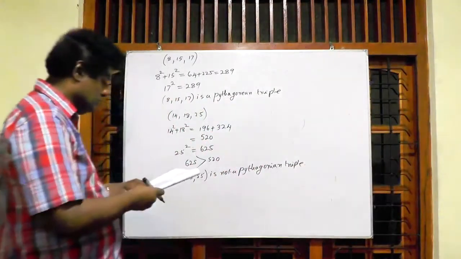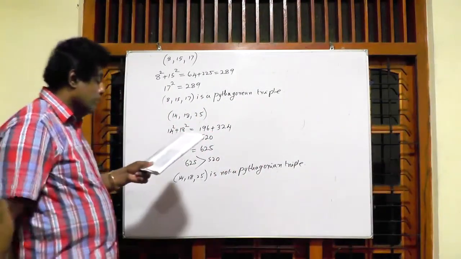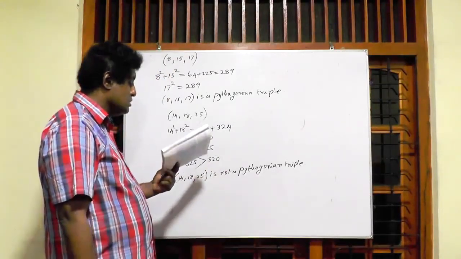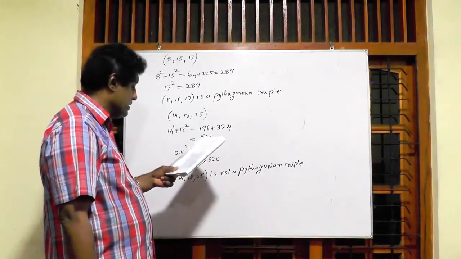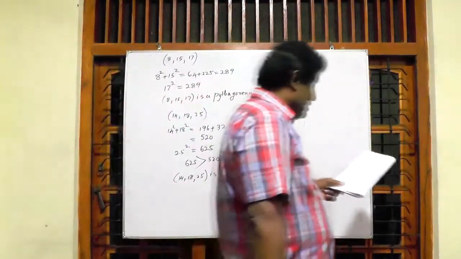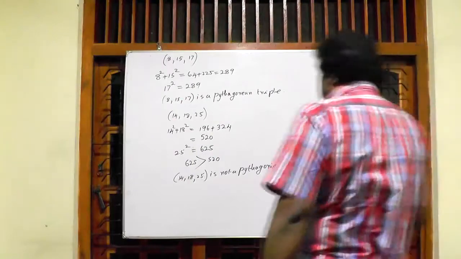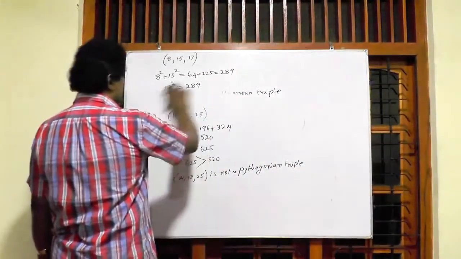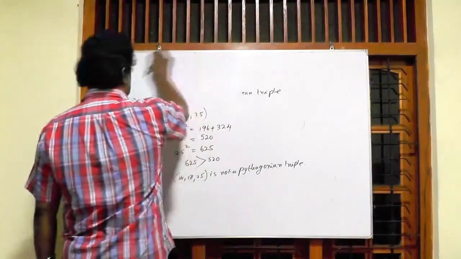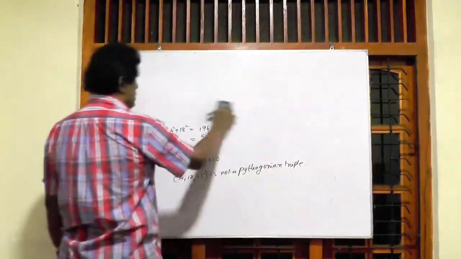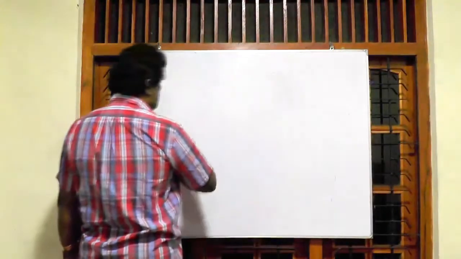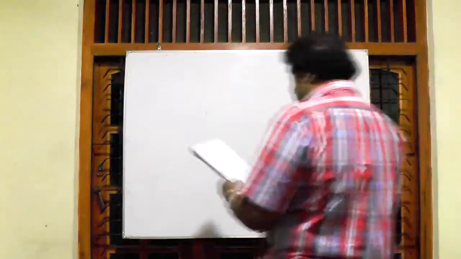Right. Thank you. Then the second one, based on the measurements given in the figures, the first and second show that angle BAC is a right angle in each figure. If it is a right angle, the lengths of the three sides should form a Pythagorean triple. If they are Pythagorean triples, the relevant angles are right angles.